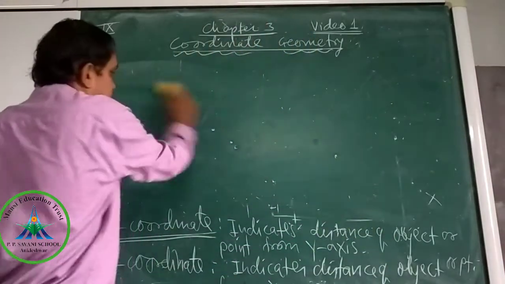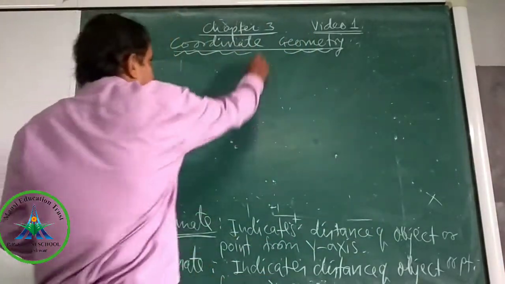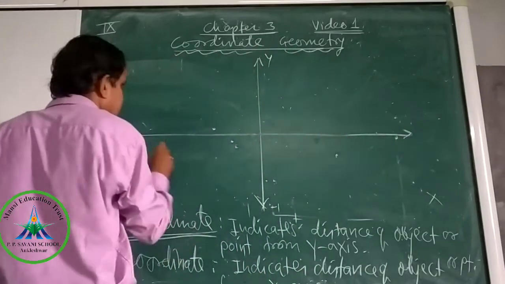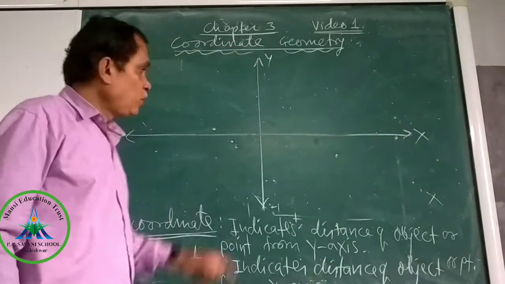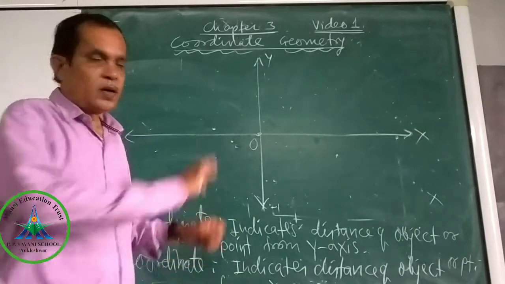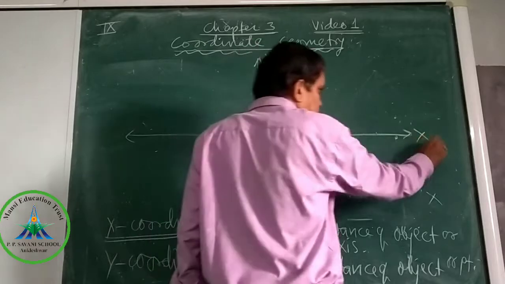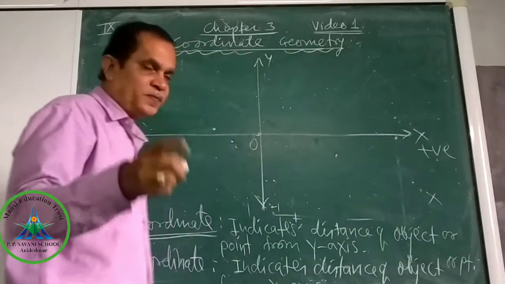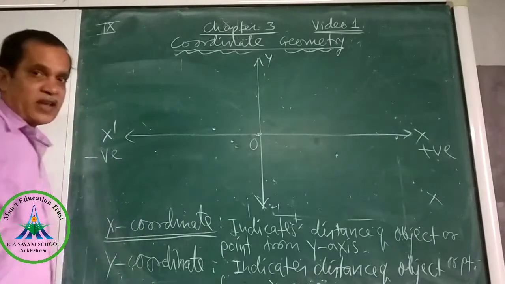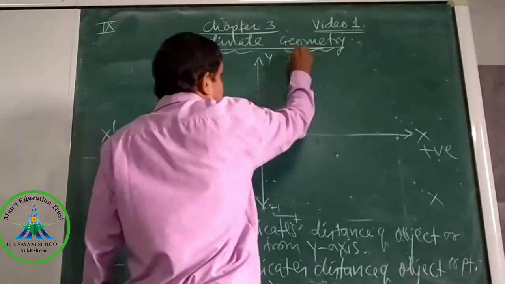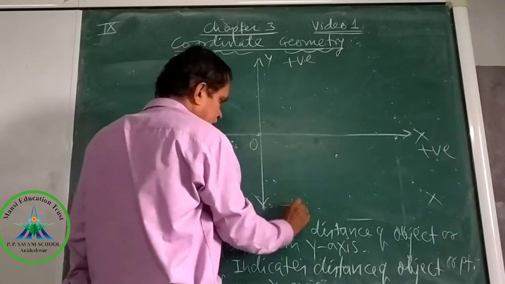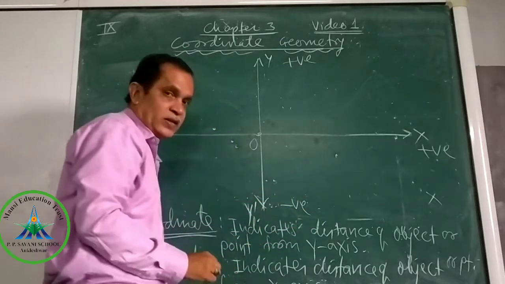Now, see, I am drawing y-axis and x-axis. Point at which both axes meet each other is known as origin. Right side of origin is called positive part of number line. Left side of origin is called negative part of number line. Therefore, this is marked as x dash. Positive part of number line above origin, negative part of number line below origin. Therefore, this is marked y dash.